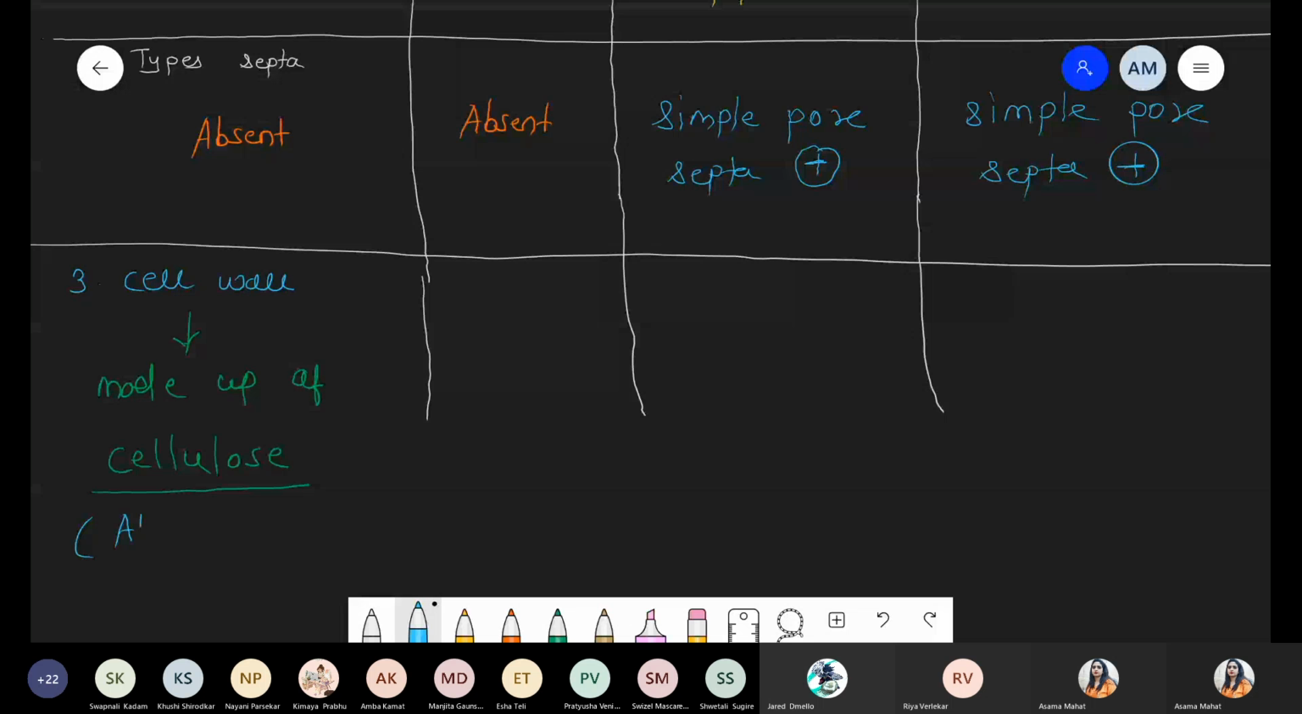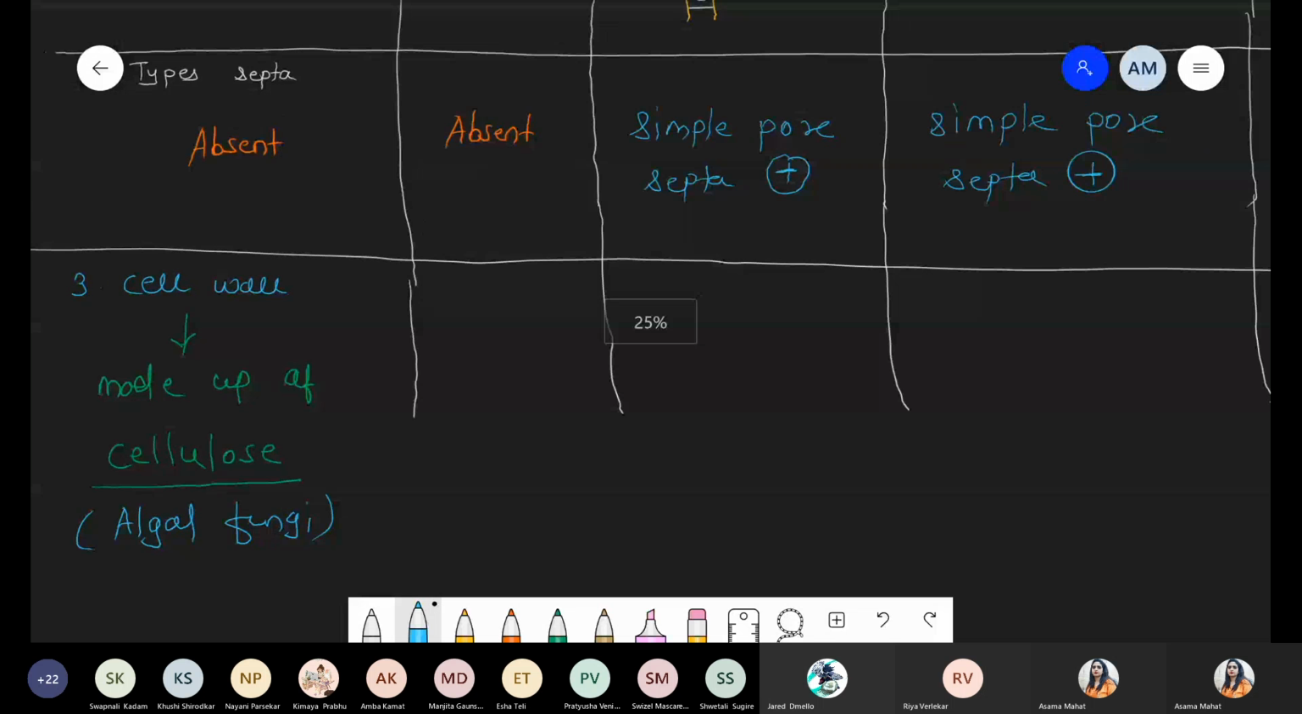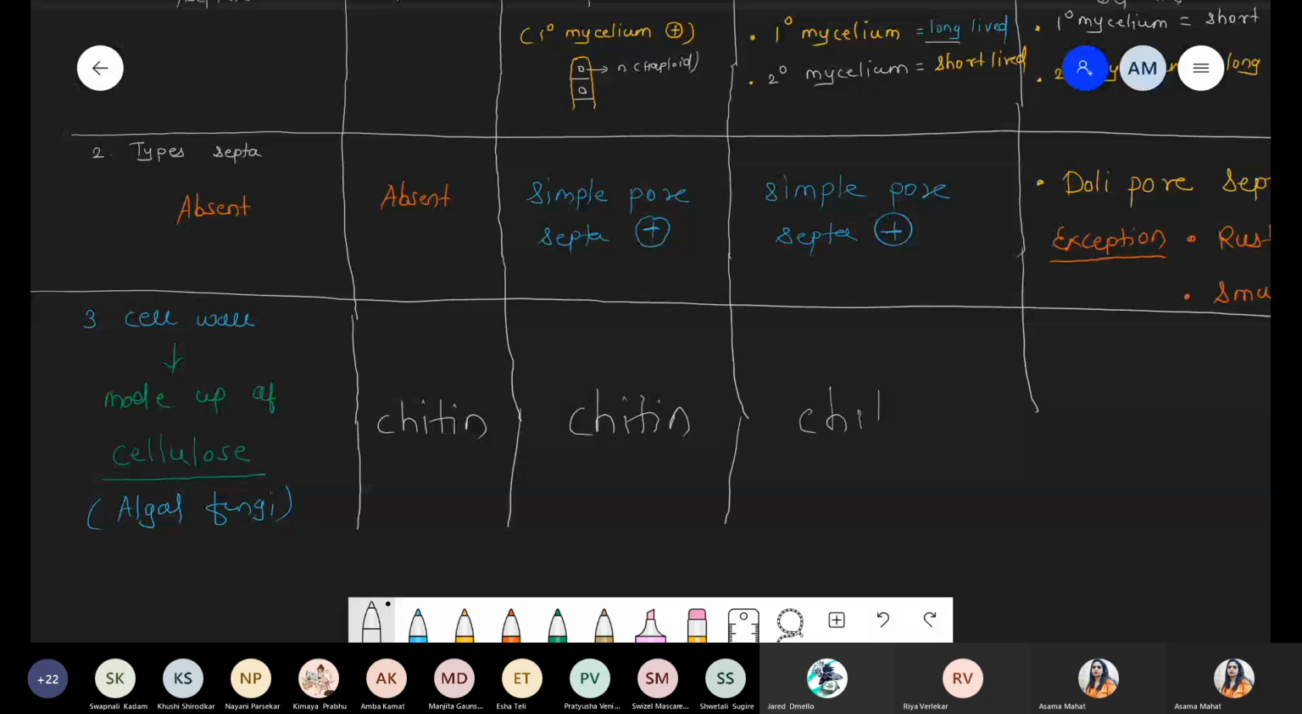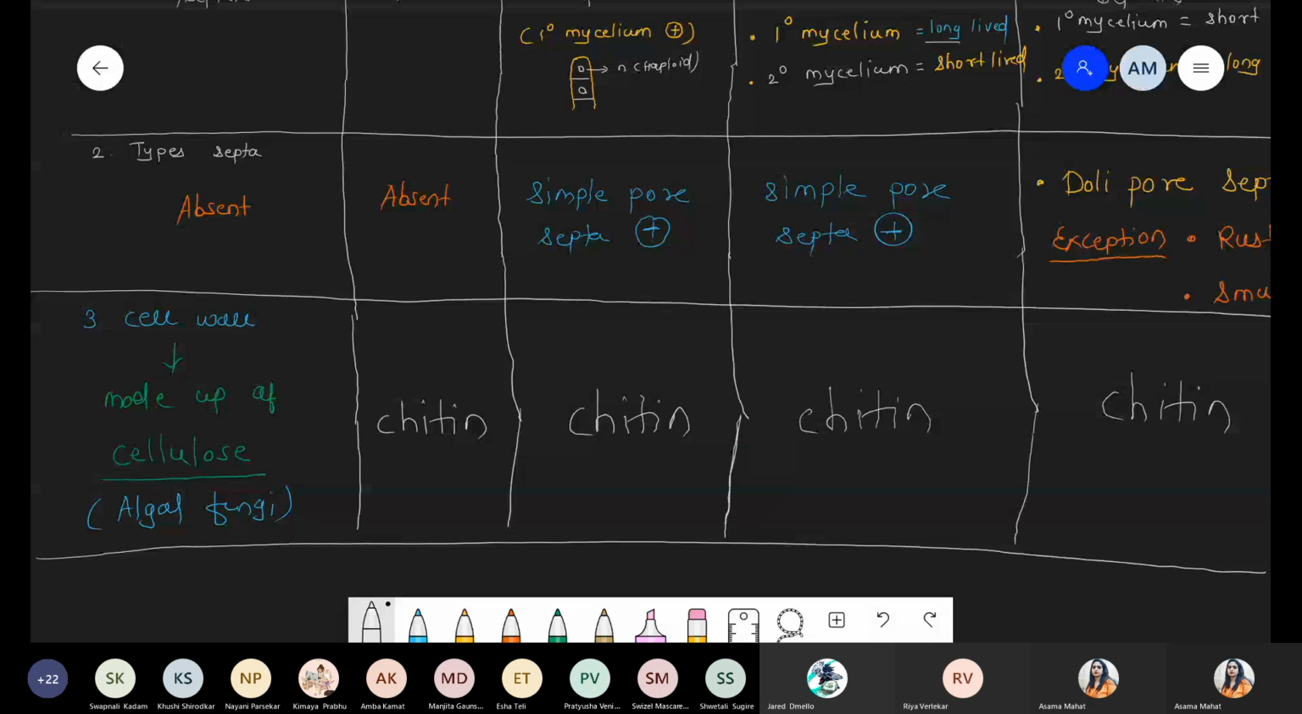Why are we saying algal fungi? Because it is made up of cellulose, right? Exception case, because see, where it is simple, no question will be made from there. Is there any exception case? Definitely a question will come from that point. And in the rest of the classes, under the zygomycetes, the cell wall is made up of chitin; under asco, chitin; and under basidia also the cell wall is made up of chitin. Got it?